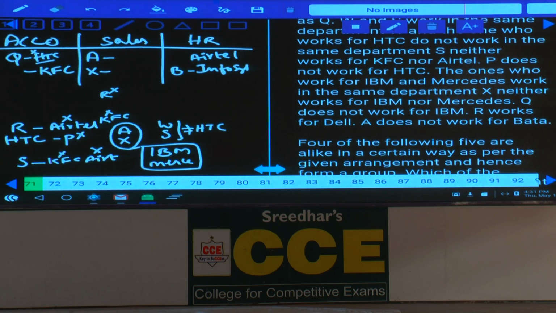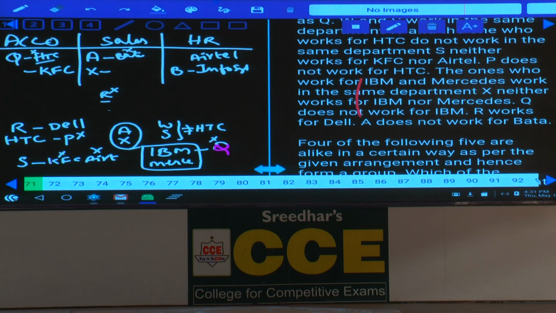Then, Q does not work for IBM. Now, Q is not working for IBM, R works for Dell. As R is working for Dell, tell me where should this R be? R cannot be in this one, isn't it? R who is working for Dell, neither Airtel nor KFC, because R is clearly specified as working for Dell. R can be either accounts or this one. And A does not work for Bata, so Bata is ruled out.